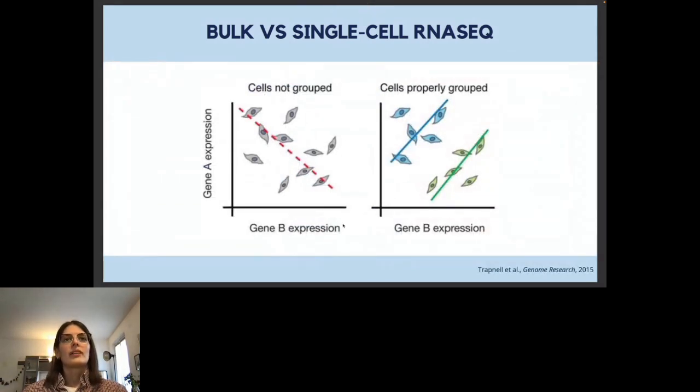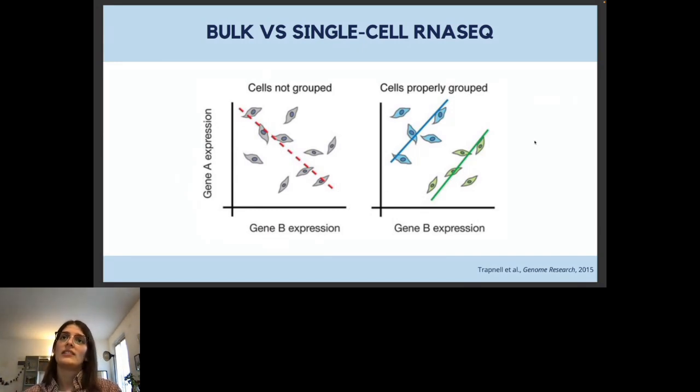Because think about the graph on the left. Here we are, for example, in the setting of a bulk RNA-seq. We have the expression of the two genes, gene A and gene B. And if I analyze a heterogeneous group of cells and I want to see the correlation between these two genes, the calculation would return something like this for the correlation score.